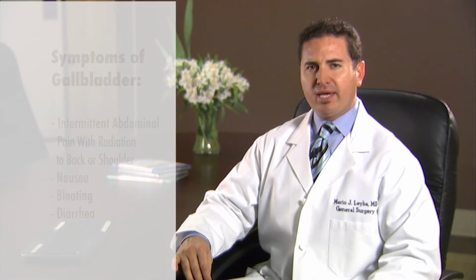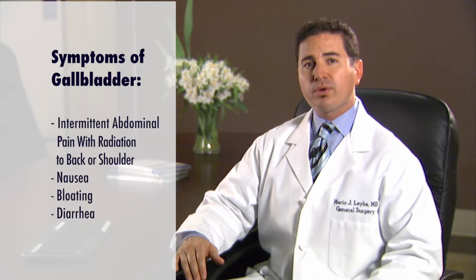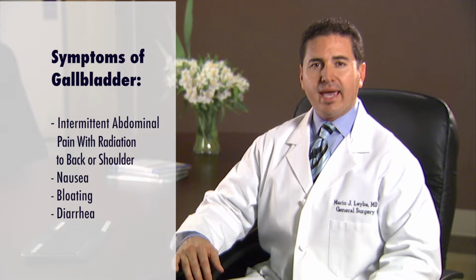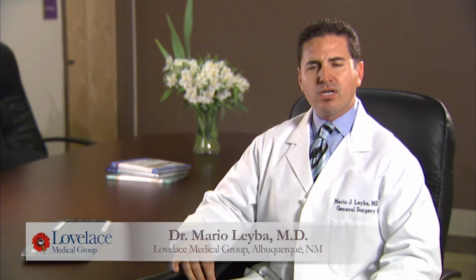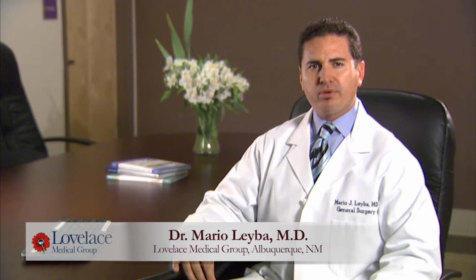What are the symptoms of gallbladder disease? Symptoms may include intermittent abdominal pain with radiation to the back or shoulder, nausea with or without vomiting, bloating, and diarrhea. These usually occur after eating, especially fatty, greasy foods. These symptoms usually need surgical consultation and typically resolve with surgery. Severe disease may also include jaundice, fever, low blood pressure, vomiting, and may necessitate going to the emergency department for evaluation.